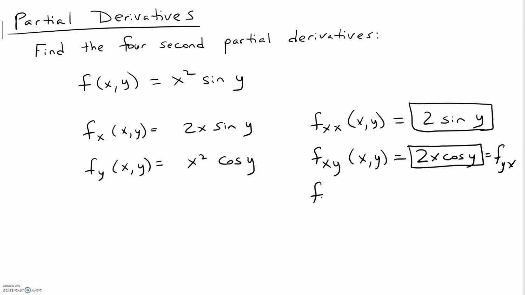Our last second partial derivative we would take with respect to y both times. So looking back at our first partial derivative of y and taking the derivative again, the derivative of cosine of y is negative sine of y, and we would end up with negative x squared sine of y.